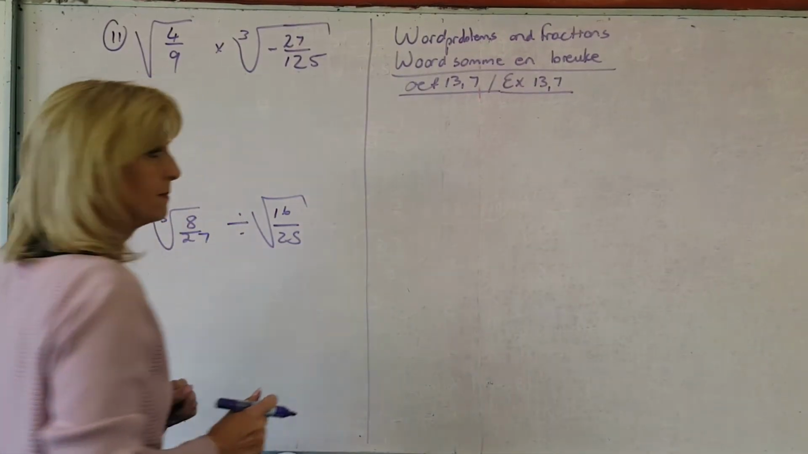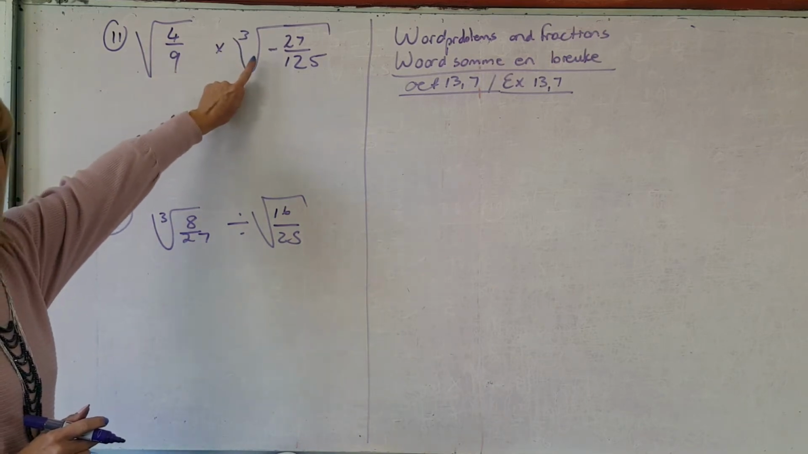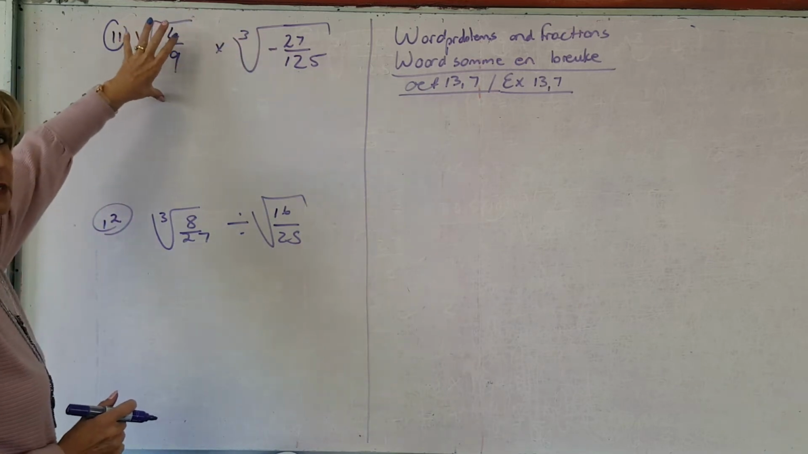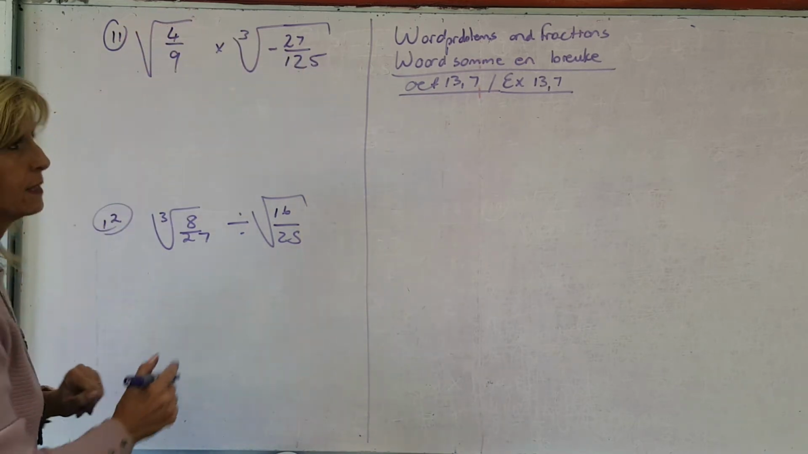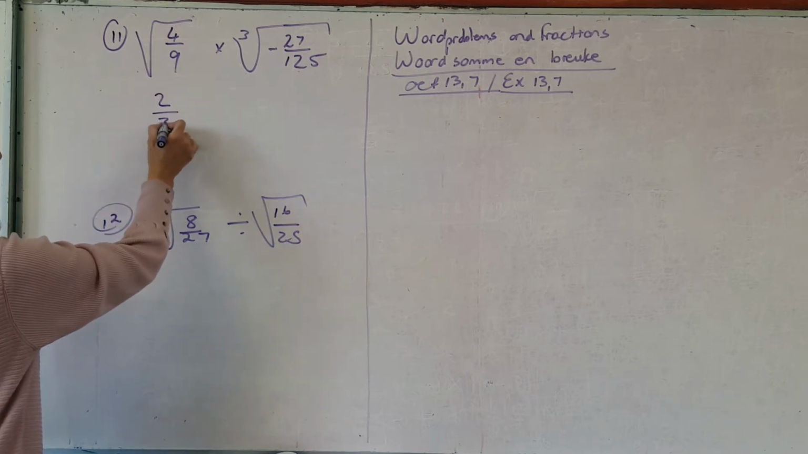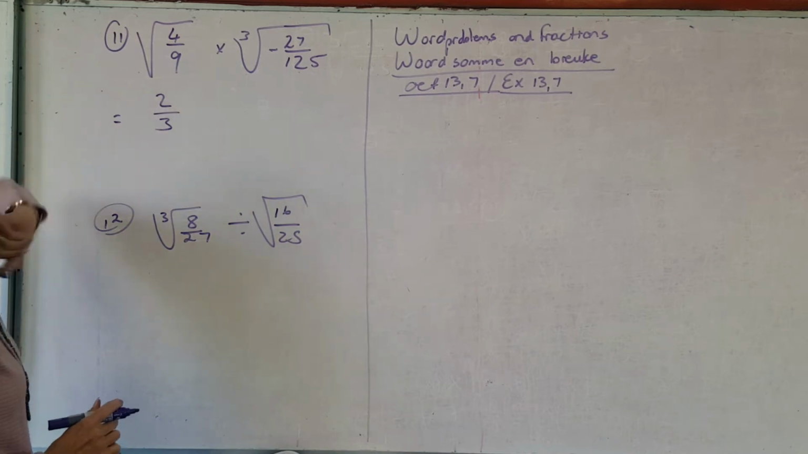Last two homework sums. Vierkantswortel, square root, cube root. Derde makswortel. Know your square numbers, know your cube numbers. Ken jou vierkantsgetalle, ken jou derde maksgetalle. Vierkantswortel van 4 is 2, vierkantswortel van 9 is 3. The square roots of 4 is 2 and of 9 is 3.